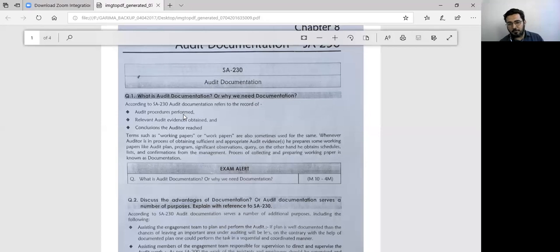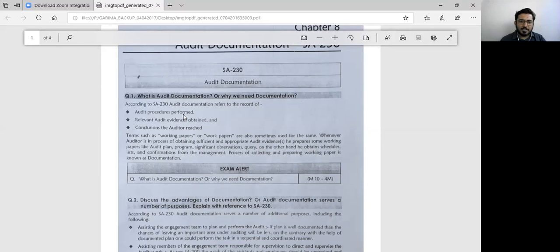Terms such as working papers, work papers are also sometimes used for the same. So audit documentation is also sometimes known as working papers, also sometimes known as work papers. Whenever auditor is in the process of obtaining sufficient and appropriate audit evidences, he prepares some working papers like audit plan, audit program, significant observations, queries, and on the other hand, he obtains a schedule, list, and confirmations from the management. Very important, underline. और ये मैंने आपको already यहाँ पे पढ़ा दिया.